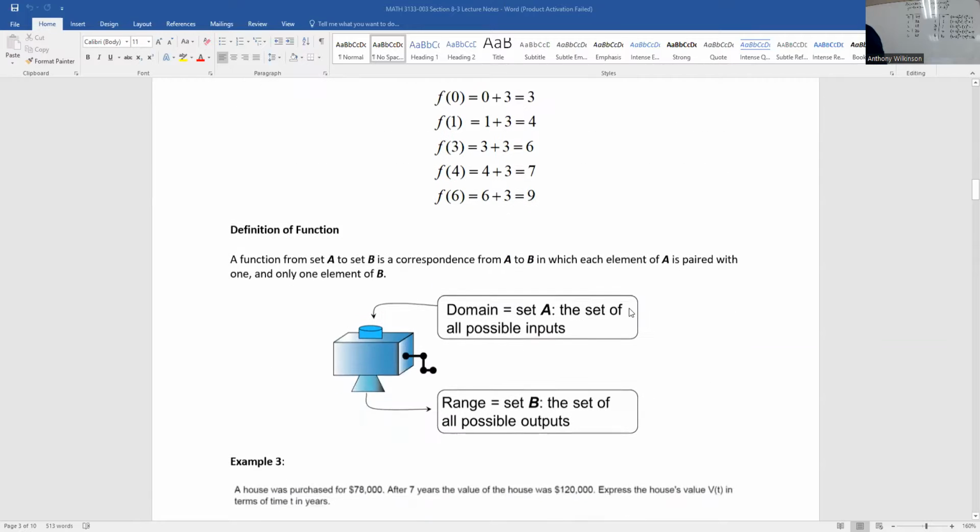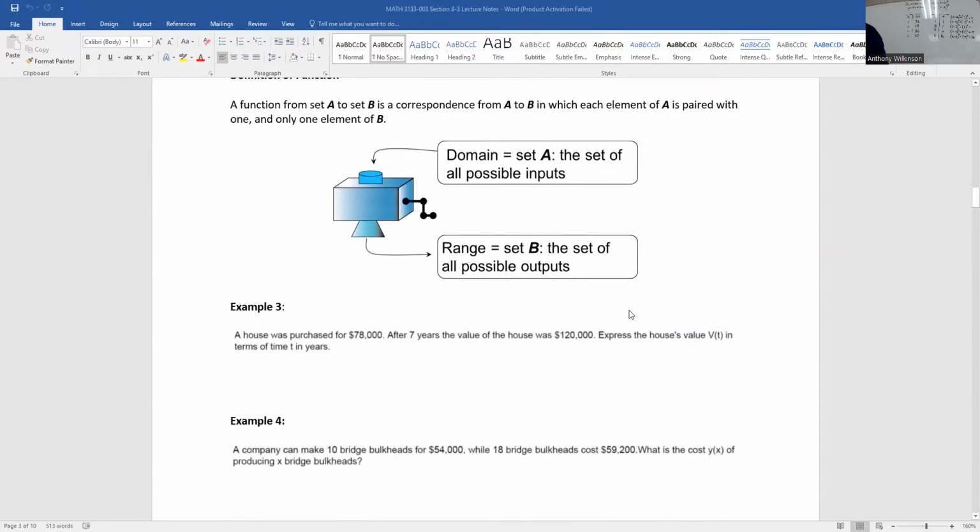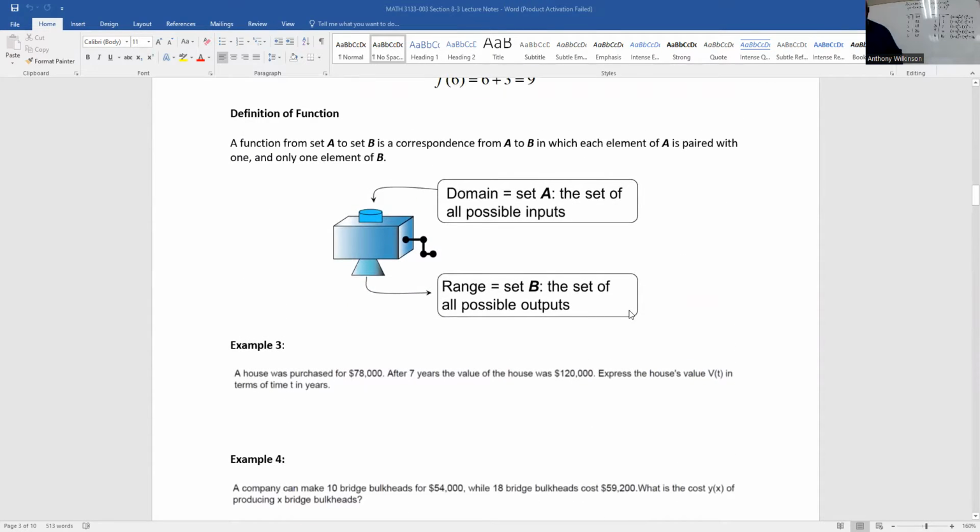Okay. Now let's define what a function is. A function from set A to set B is a correspondence from A to B in which each element of A is paired with one and only one element of B. That's what a function is.